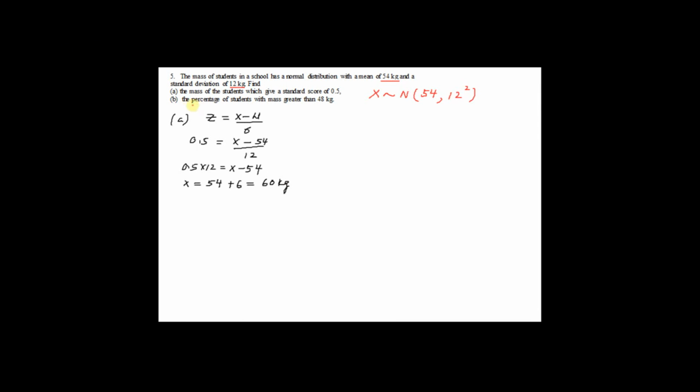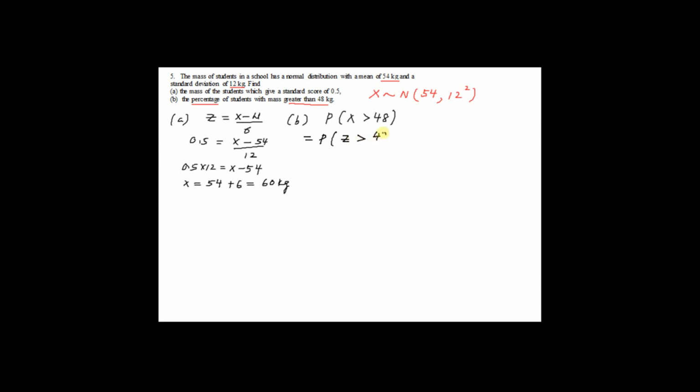Now for part B, you have to find the percentage of students with mass greater than 48 kg. To find the percentage, first you have to find the probability. That is, you have to find the probability of the mass, which is x, greater than 48 kg. Always remember you have to convert to a z-score so that you can read from the table. How to convert to a z-score?